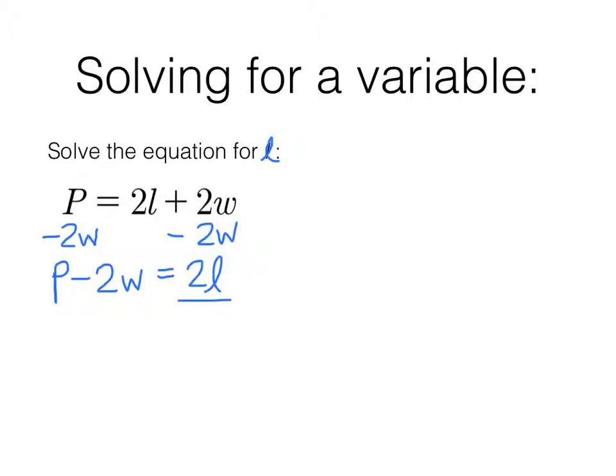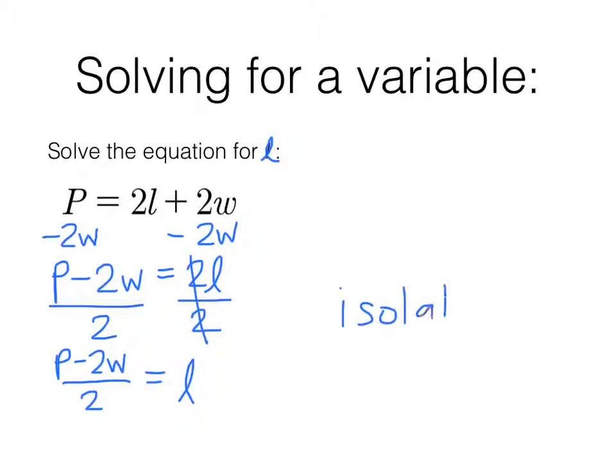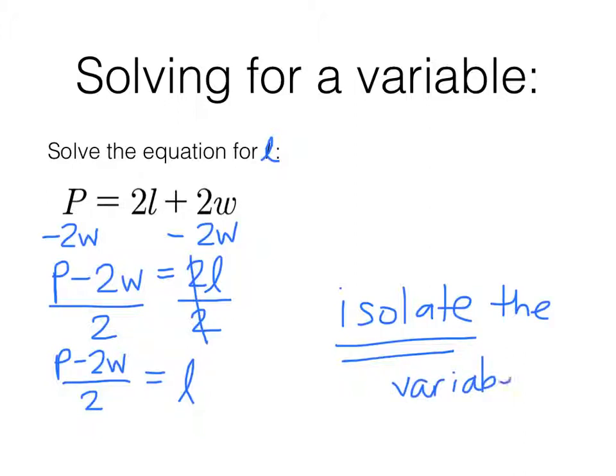How do I finish it off? Well, I reverse the multiplication, excuse me, with division. So we have L equals p minus 2w over 2. Okay, and that's it. That's solved for L. We isolated L. So solve for a variable is also known as isolating the variable. So isolate the variable means the same thing as solve for the variable.